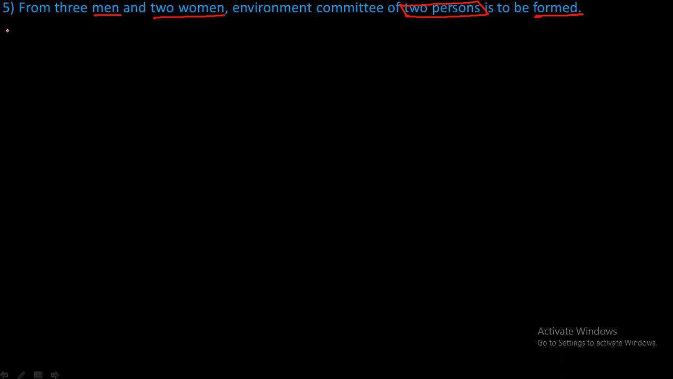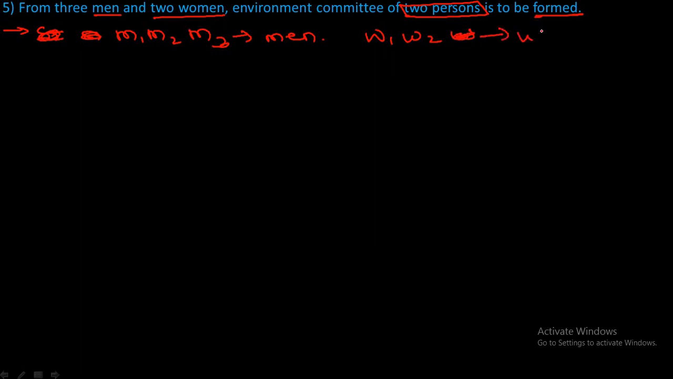Okay, so first we will write the sample space here. Sample space S is equal to, initially we will write the men: M1, M2 and M3. These are the men. Similarly, the women we will write W1 and W2, because two women are there. So these are the women. Now we will write the sample space S.